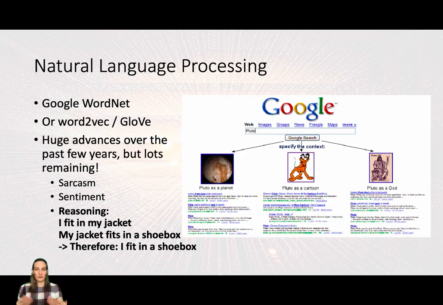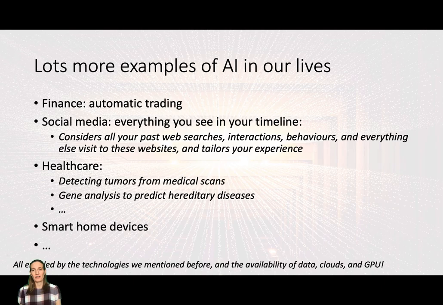There have been a lot of advances in the field of NLP, but there are still things that a machine has trouble with. Think about sarcasm, sentiment. I mean, even Data in Star Trek couldn't fully grasp emotions, right? So can our AIs grasp emotions or not? What about logic reasoning? I fit in my jacket, my jacket fits in the shoebox, so therefore I fit in the shoebox. How can we let machines understand that this is not the case?